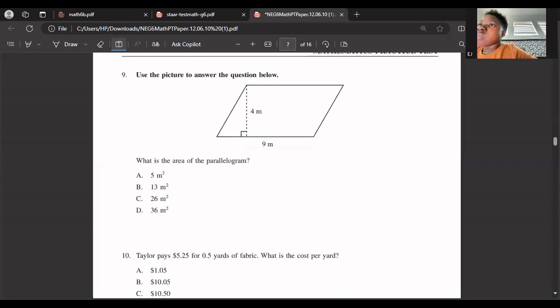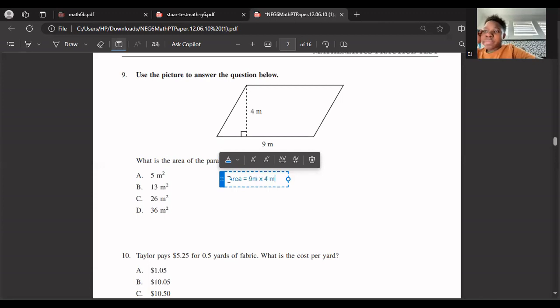Now over to you. Use the picture to answer the question below. What is the area of the parallelogram? Like the area is the base times the height? Beautiful. So what's the answer? The base is 9 and the height is 4, right? Yeah. What is it? It's 36. Good. 36 square meters. Correct. That's D. So we move into the next one.